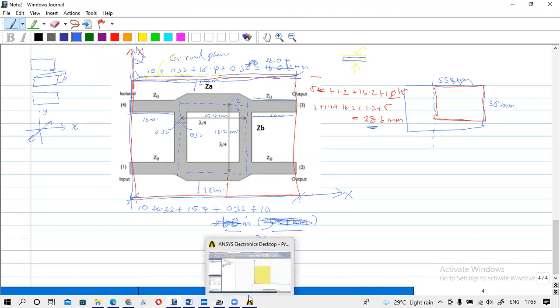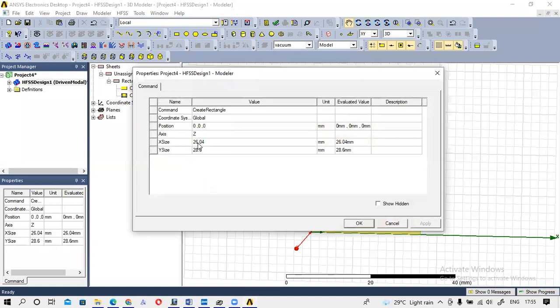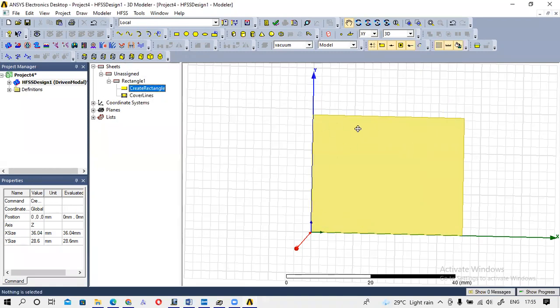Okay, so this x-axis should be 36.04, sorry, and the y-axis should be 28.6. Okay, so this is my ground plane.